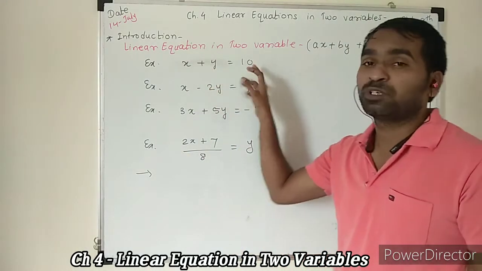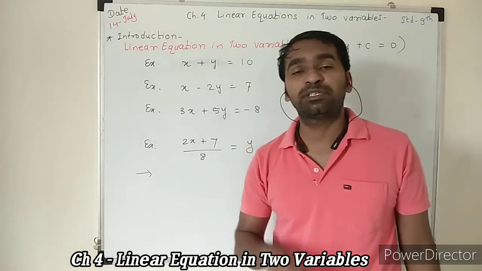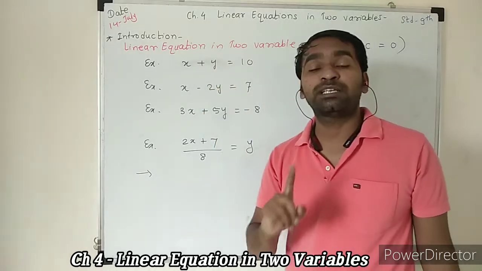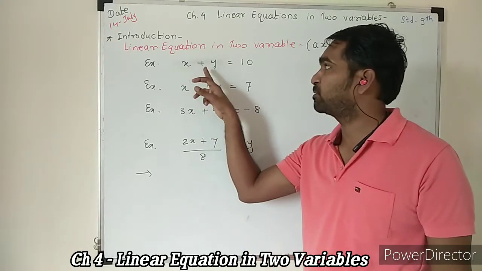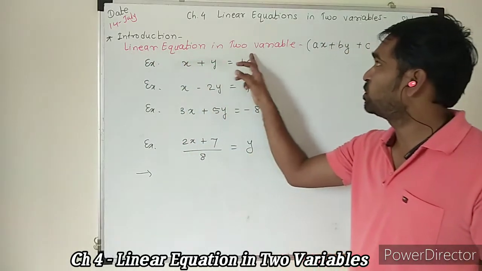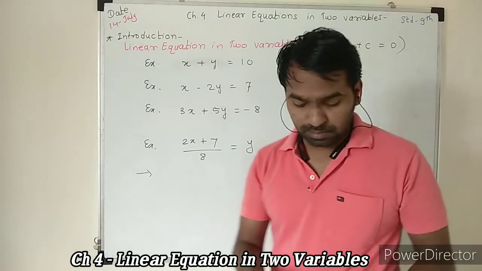Okay, so see that example: x plus y is equal to 10. Here how many variables? Two variables, and both are separated by positive or negative symbols. So x plus y is equal to 10. Now see the linear equations in two variables.